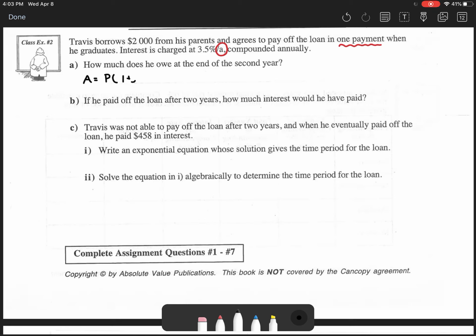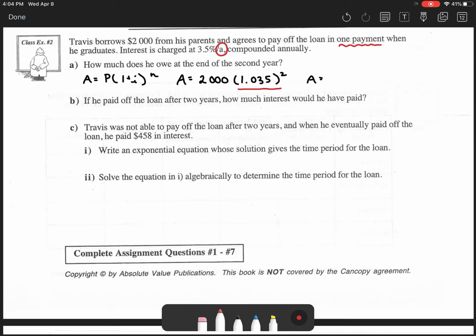So I'm going to treat this like a compound interest calculation, which it is, even though it's a loan. Then I fill in the values that I know. The amount that he's going to owe is equal to $2,000, because that's the initial amount that he borrows. And now I get 1.035, because I add 3.5% to the number 1, and he's doing that for 2 years.